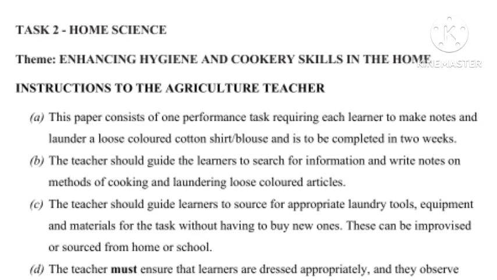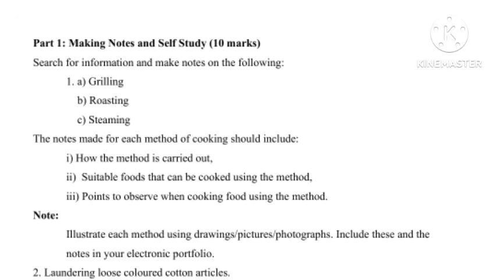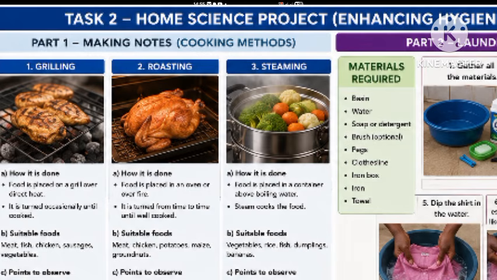Part 1, making notes. Learners should make notes on number 1, grilling, number 2, roasting, and number 3, steaming. For each method, learners should explain how the method is carried out, food cooked using the method, and points to observe. Learners should also include drawings or pictures. Let us start with the first method, grilling.